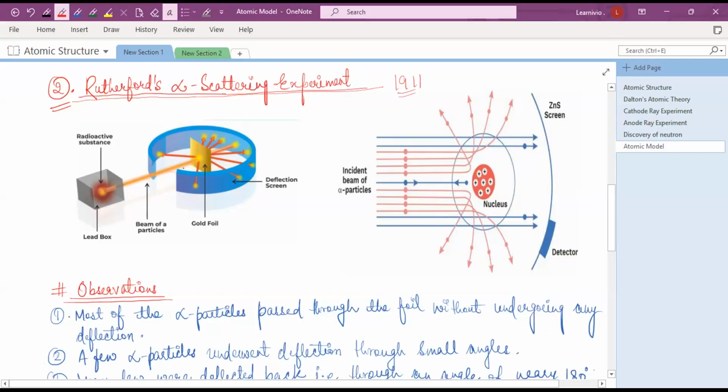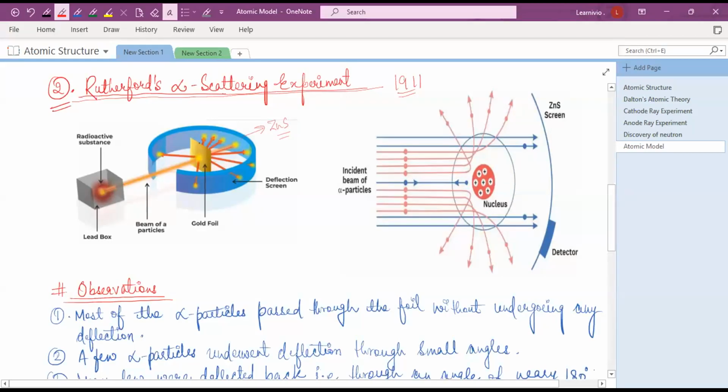Here you can see that it is a thin foil of gold. This is a deflection screen, which is a fluorescent screen made of zinc sulfide, ZnS. What he did was bombard thin foils of metals like gold, silver, or platinum, and he could also use copper, with a beam of fast moving alpha particles. Here, the beam of fast moving alpha particles is coming over here.